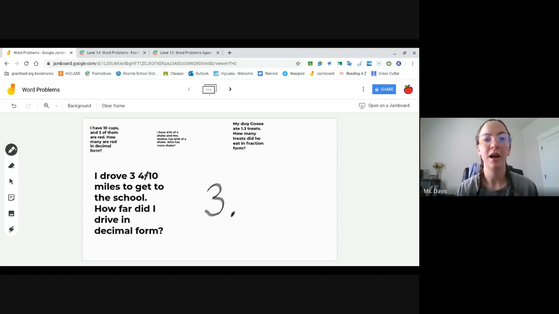And then I also have this fraction. The digit or the numerator 4 is the digit I'm going to use after the decimal point. The denominator of 10 tells me where to put the 4. So the tenths spot is the first place value spot. So my 4 needs to go right there. And I'm done. 3 4/10 miles in decimal form.